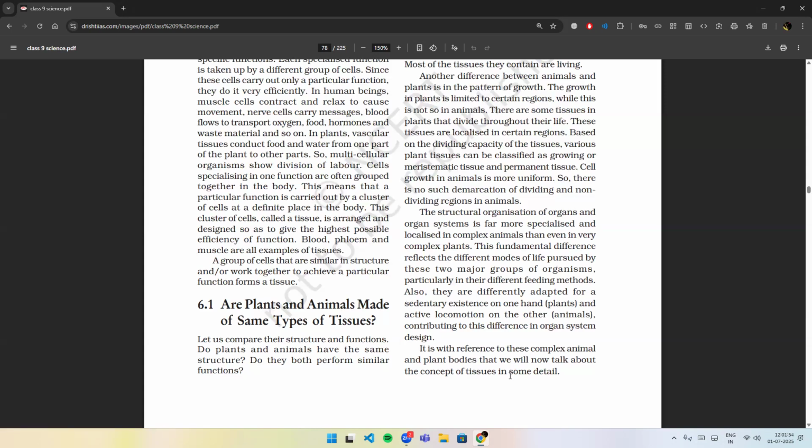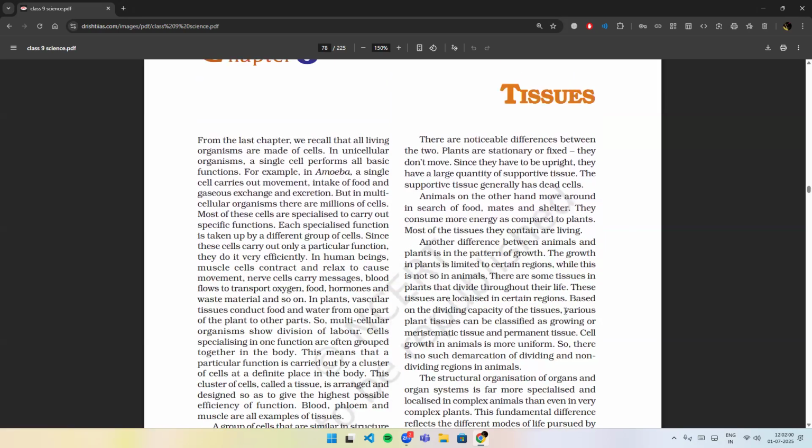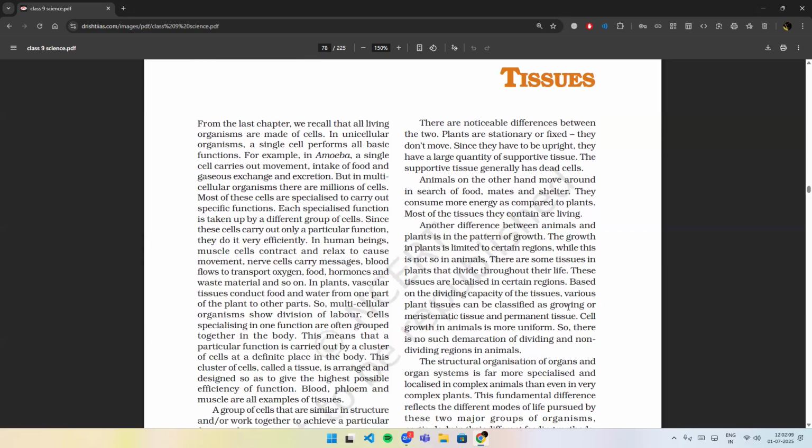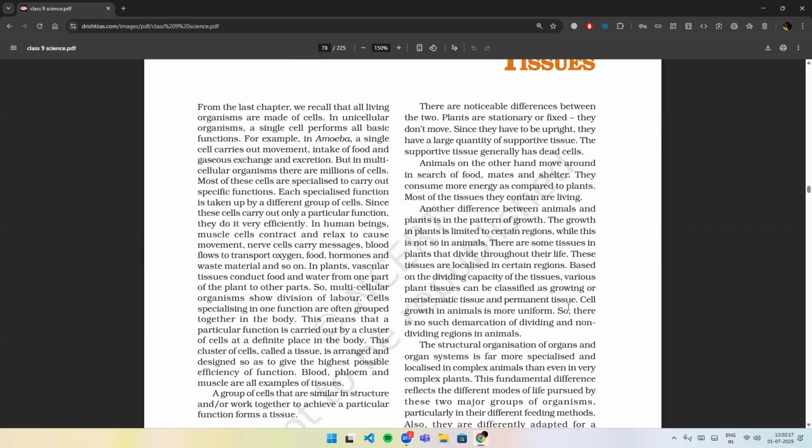Are plants and animals made up of the same type of tissues? Let us compare their structure and functions. Do plants and animals have the same structure? Do they both perform similar functions? There are noticeable differences between the two. Plants are stationary or fixed, they don't move. Since they have to be upright, they have a large quantity of supportive tissue. The supportive tissue generally has dead cells.